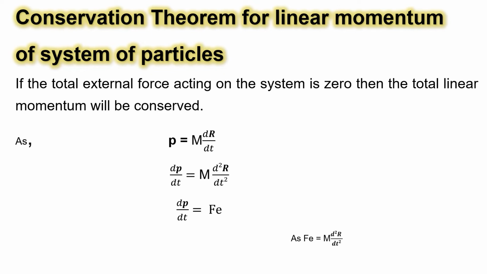So that equation will become dP over dt is equal to capital M into d square R over dt square. So from the previous equation for the system of particles, we know that dP over dt is equal to Fe, the equation of motion. So Fe is equal to capital M d square R over dt square. Substituting this value in the above equation, Fe will be equal to capital M d square capital R over dt square.